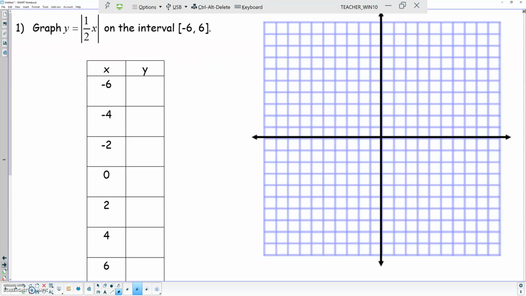Okay, so in number one we want to graph y equals the absolute value of 1/2 x. And our interval is going to go from -6 to 6. All right, and you'll notice in the table I only filled out even values for the domain.